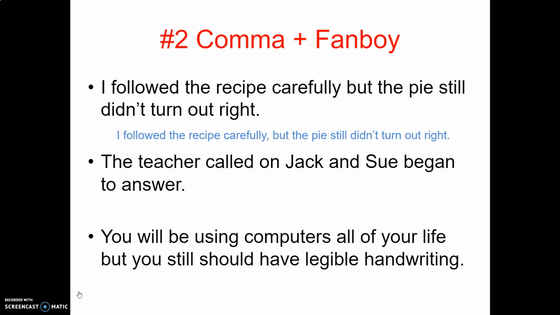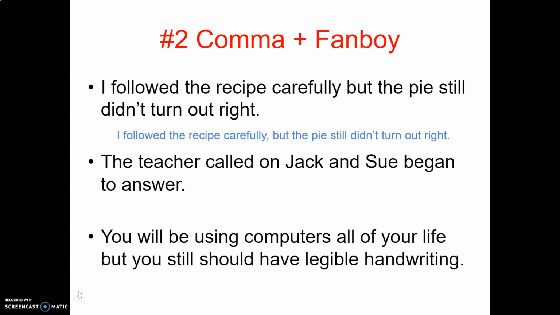So for the first one, we're going to put one after carefully. So I followed the recipe carefully. That is a complete idea. And the pie still didn't turn out right. That is also a complete idea. They're both independent clauses. So we need to join them with comma plus the coordinating conjunction. A comma by itself isn't strong enough to join them together. The conjunction by itself is not strong enough to join them together because they're independent clauses.